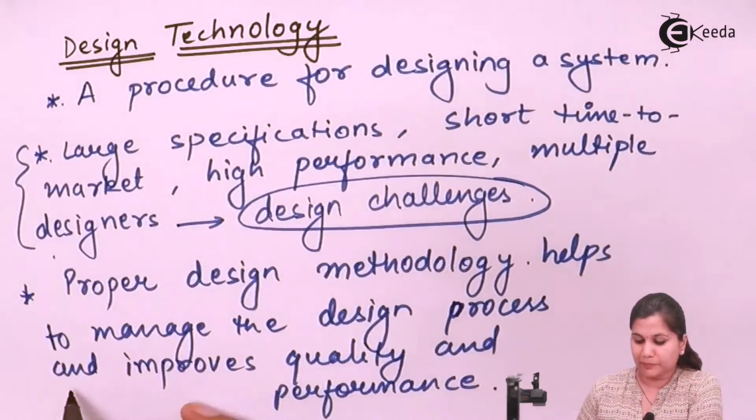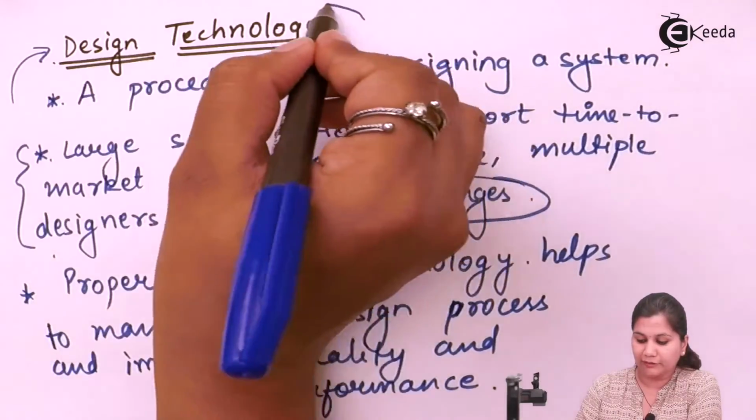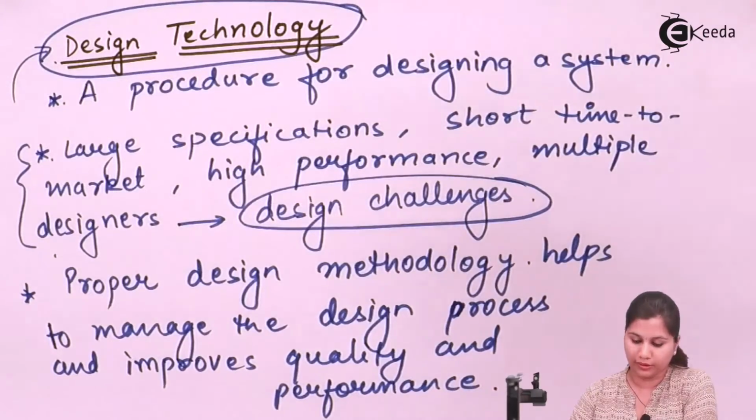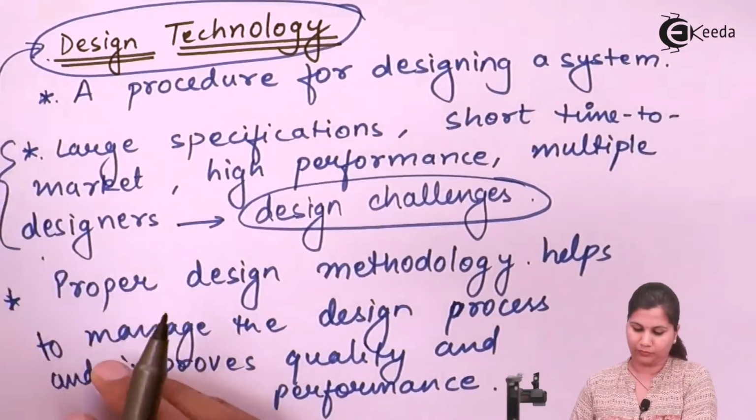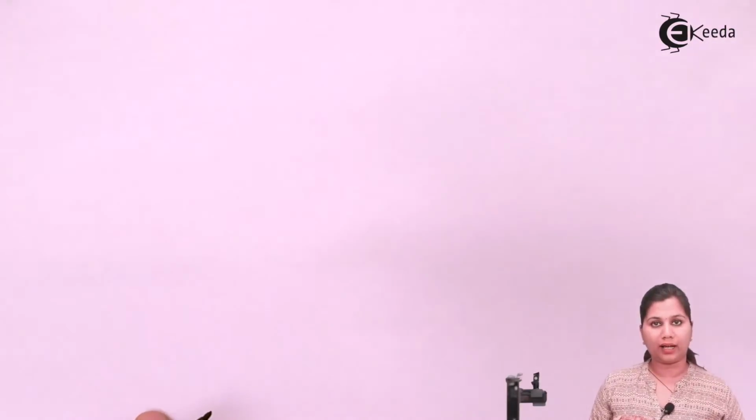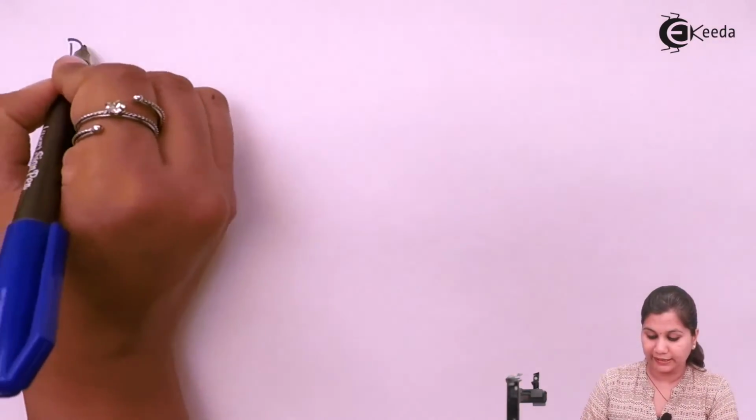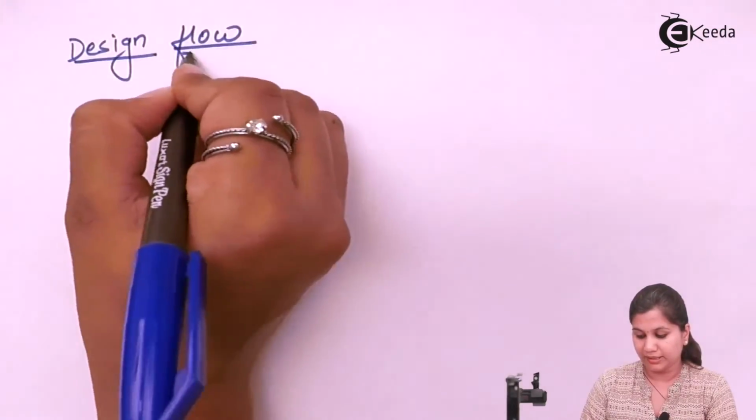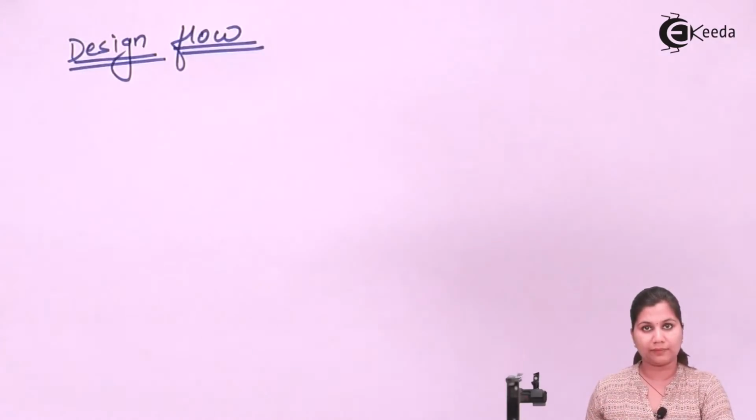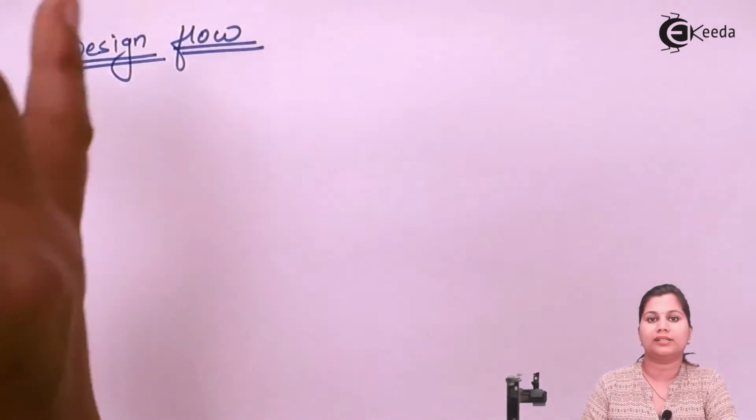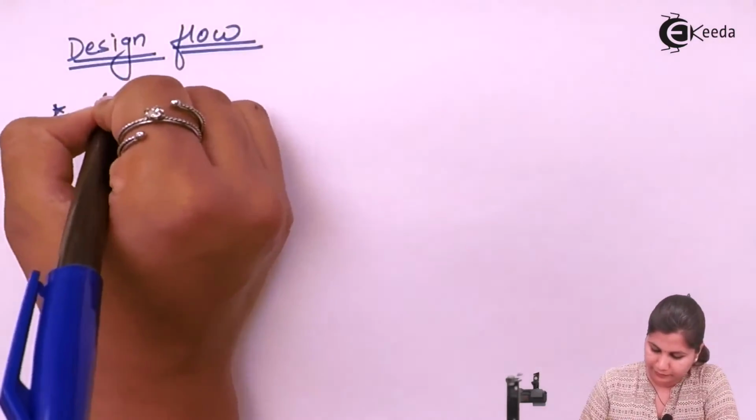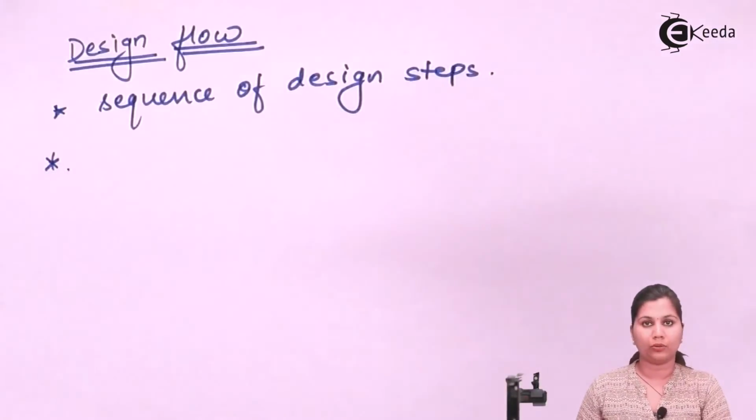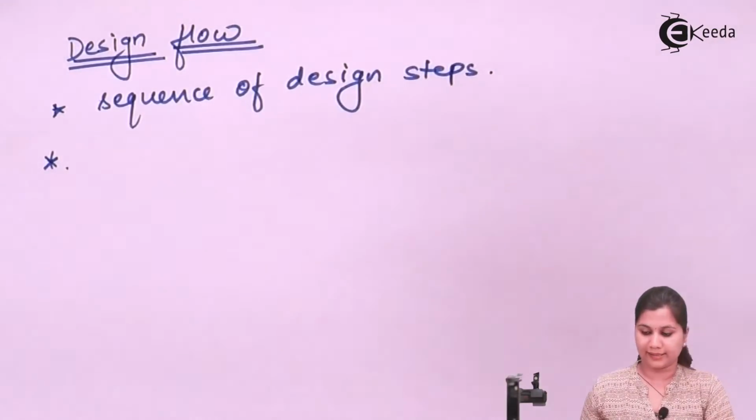So for all these purposes, we require information about the design technology of the embedded system. Now there is also another term, which is called the design flow. What is design flow? When we are designing the embedded system, the sequence of steps which is to be followed is called the design flow. That is how we are designing the system.